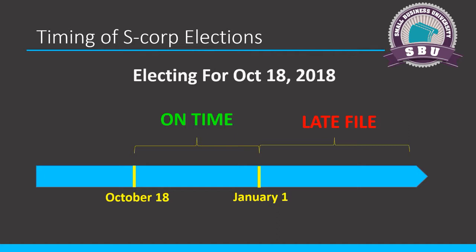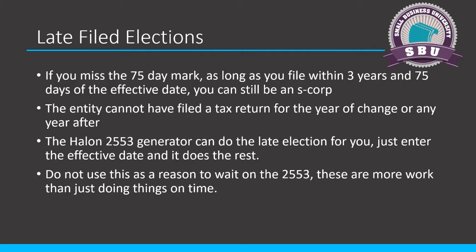Anytime you've got a client that's setting up a new LLC or corporation, just file the 2553 at that time. You're going to be an S-Corp from the beginning of the LLC or corporation's existence forever, and you're just done, right? Don't make this more complicated than it has to be. So that was on-time elections.